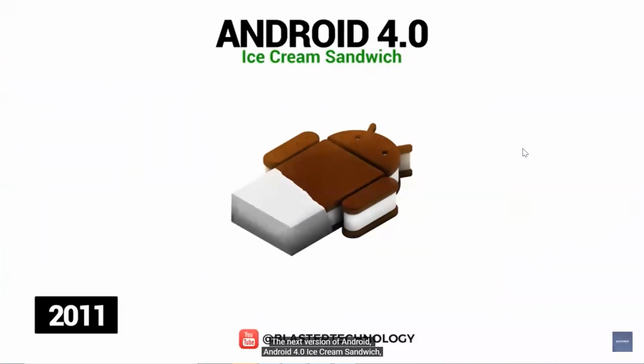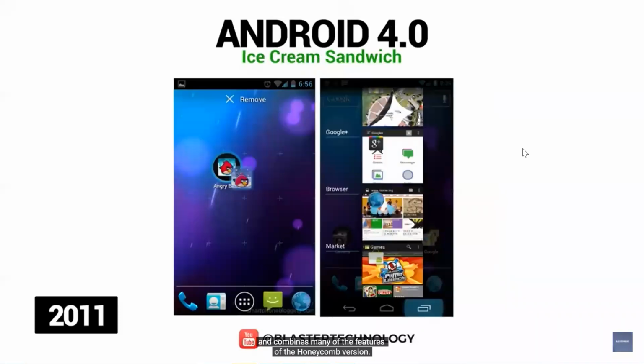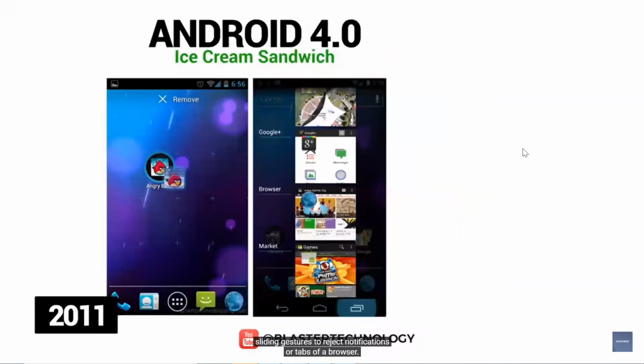The next version, Android Ice Cream Sandwich, was released in 2011 and combines many of the features of the Honeycomb version. This version introduced support for unlocking the phone with the help of the camera, the possibility to monitor the use of mobile data and Wi-Fi, and sliding gestures to reject notifications or tabs of a browser.